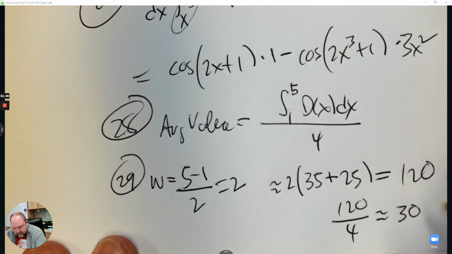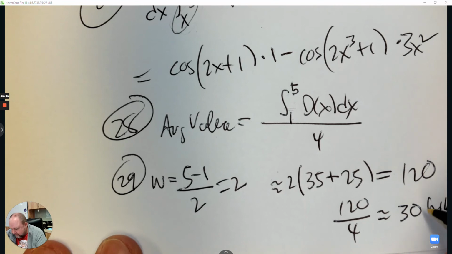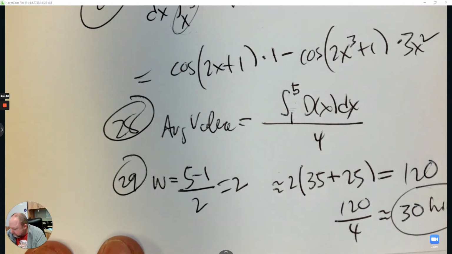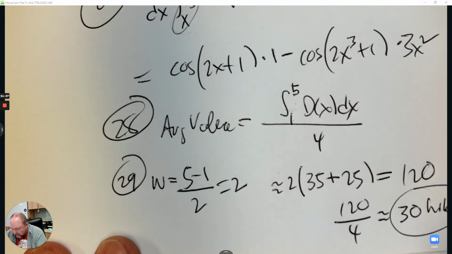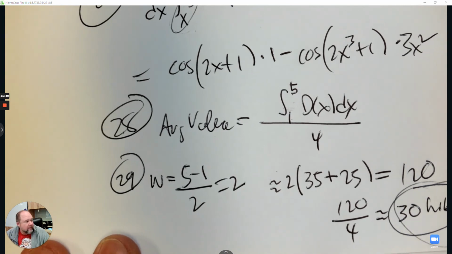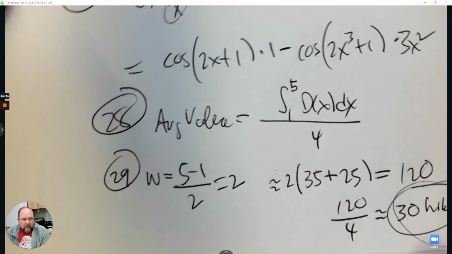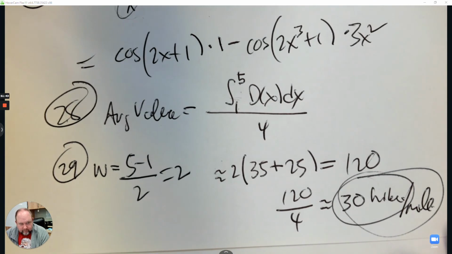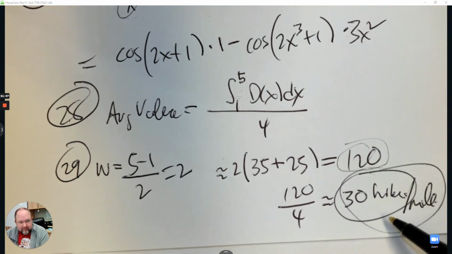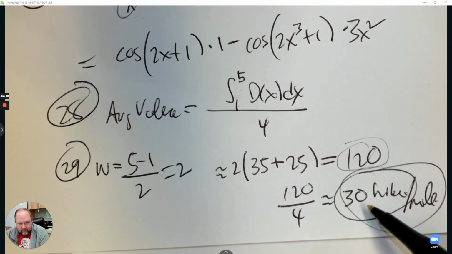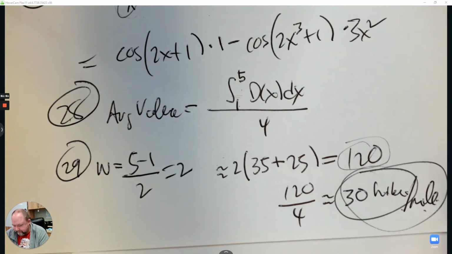And so approximately how many hikers are there? So the average density is 30 hikers per mile. It's not that there's 30 hikers. In fact, there's 120 hikers in there. But the average is 30 hikers per mile. 30.